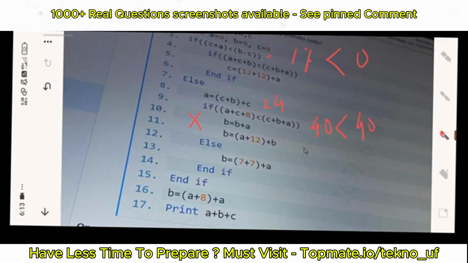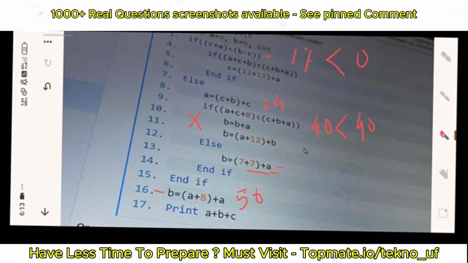So what is the value of b? Just wait and think: b here and also b here. You don't have to calculate this b value, even if the block is eliminated, because after all the if-else blocks you are newly initializing the value of b. So the new b value is a plus 8 plus a. The new value of a was 24, plus 8 is 32, plus a, which is 24, so 32 plus 24 becomes 56. So the value of b becomes 56.